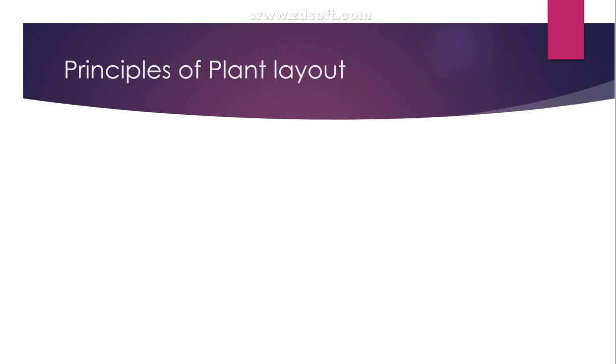Before we draw a design of plant or before we decide upon plant layout, this has to be drawn upon certain principles to be followed with respect to plant layout designing. Let's study what are the principles to be followed in terms of plant layout designing.